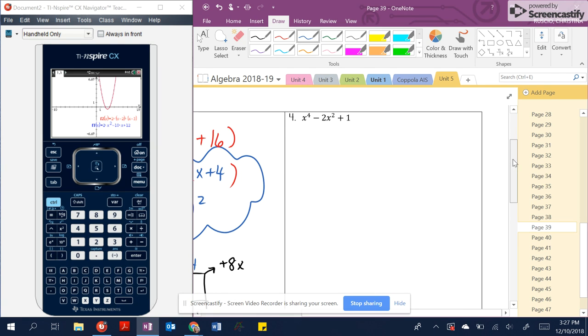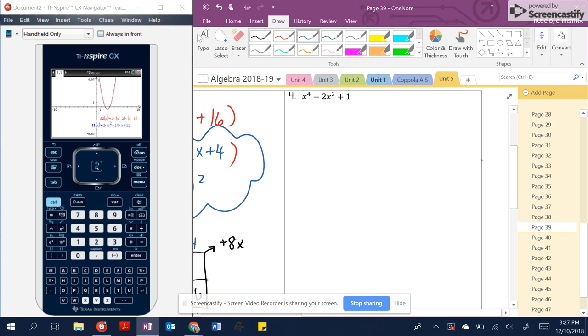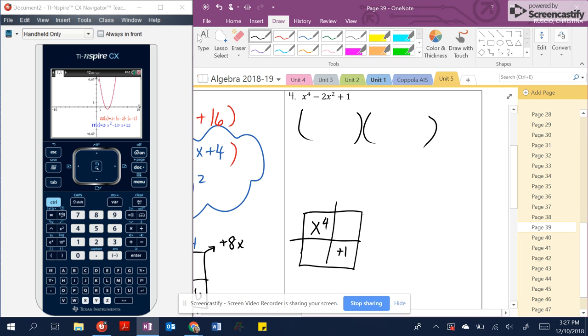X to the 4th minus 2x squared plus 1. All right, checking for a GCF. Always going to do that first. No GCF. So it must be this template. So let's figure out what is going on in there. To figure out what's going on, we're going to set up the box. X to the 4th plus 1. They have to add to -2x squared.